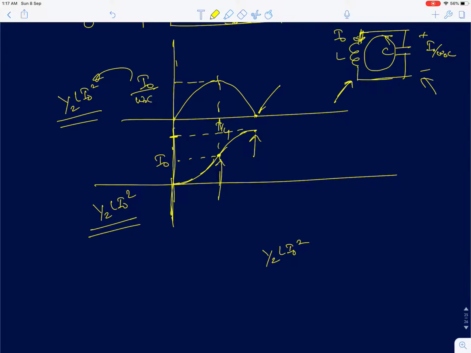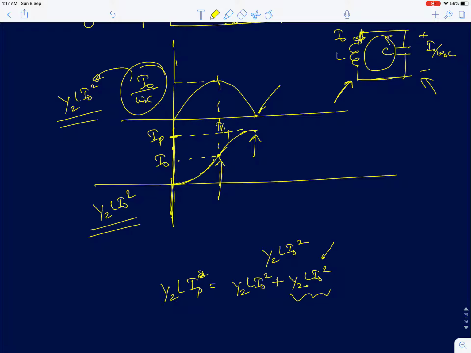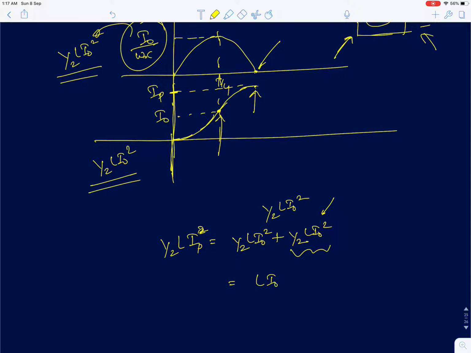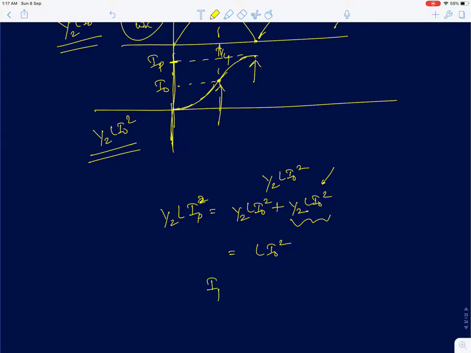So the final inductor energy is going to be half L, I'm going to call the final current, the peak current, as I peak, half L I peak square. That will be equal to half L I naught square, which is the initial energy stored in the inductor, plus the energy transferred from the capacitor. We already showed, if you use I naught by omega naught C, that the energy stored in the capacitor initially is half L I naught square. So this will be L I naught square. From this, your I peak will be root 2 times I naught.